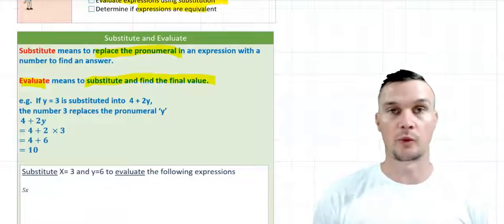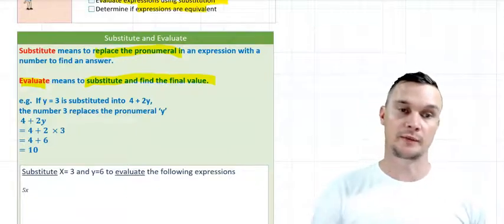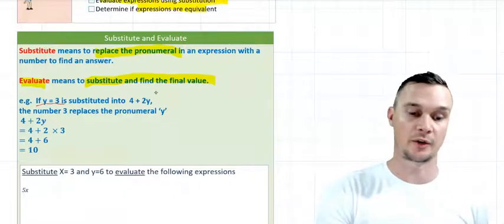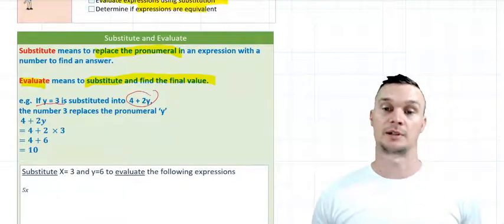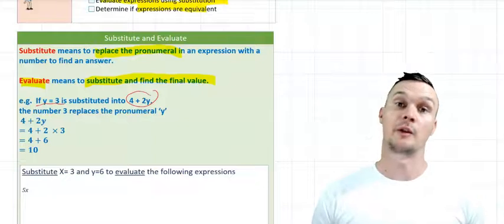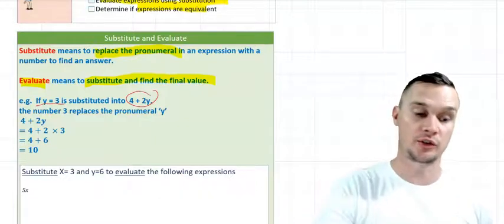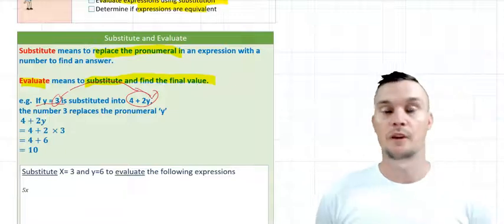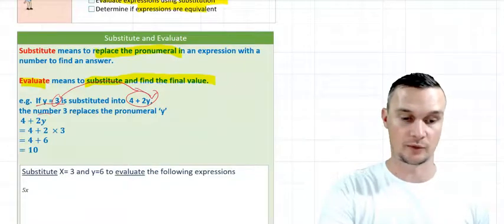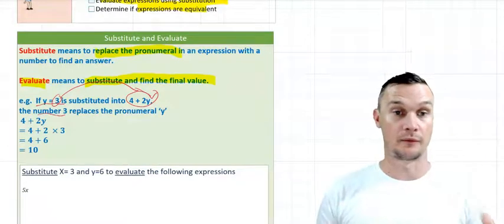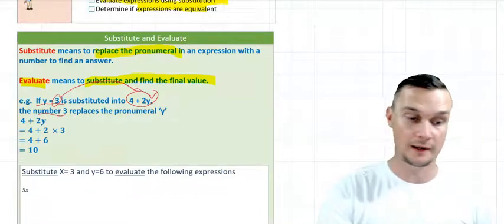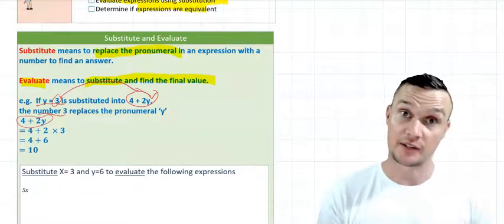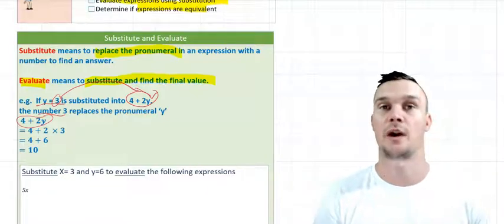So if we had a quick look at what that might look like, if we got told that y equals 3, okay, so we're going to substitute y, and we've got this expression: 4 plus 2y, and we're now told that y equals 3. So what you're going to do is substitute this 3 into the pronumeral, which is the y. So you replace the pronumeral y with the actual number 3, and now you can do what we call evaluate. Now that you've substituted in, you can evaluate that expression.